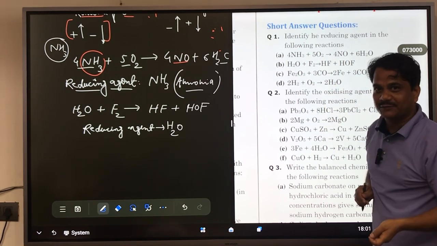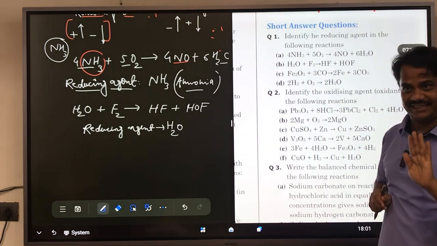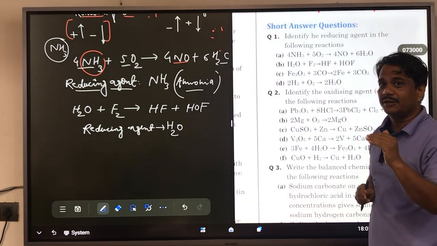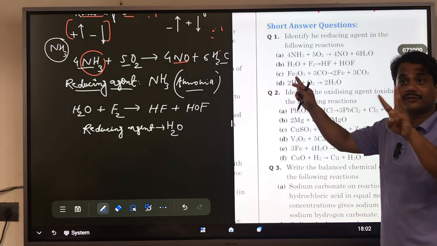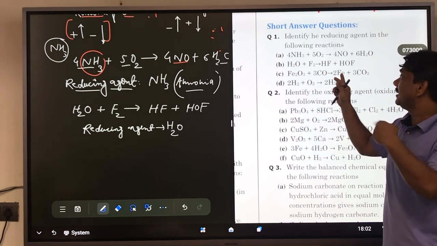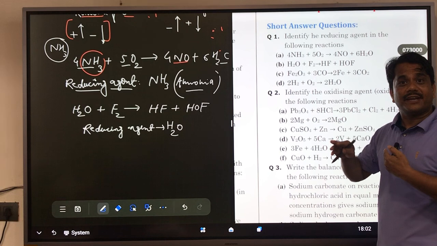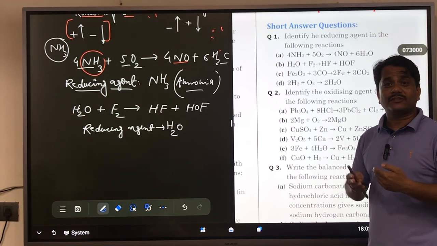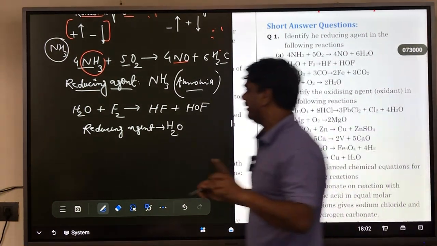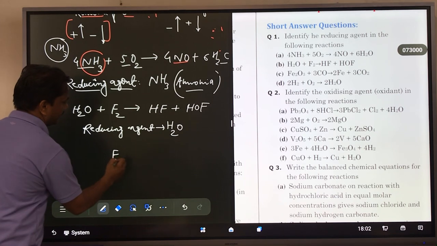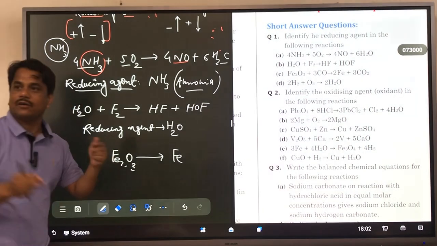So the second definition now starts working: the substance or reactant which is getting oxidized. Here, Fe2O3 has three atoms of oxygen, but as a result it has lost completely all the three atoms. So loss of oxygen atom is occurring with Fe2O3. Fe2O3 transforms into Fe. It means it has lost all the oxygen atoms.